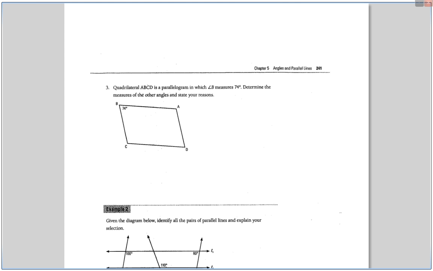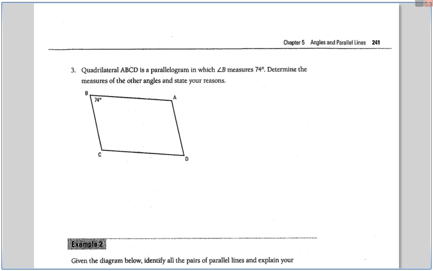Alright, moving along. Quadrilateral ABCD is a parallelogram, so that means there are two sets of parallel lines. So CB and AD are parallel, and AB and CD are parallel. It says angle B is 74 degrees. Determine the measures of the other angles and state your reasons.